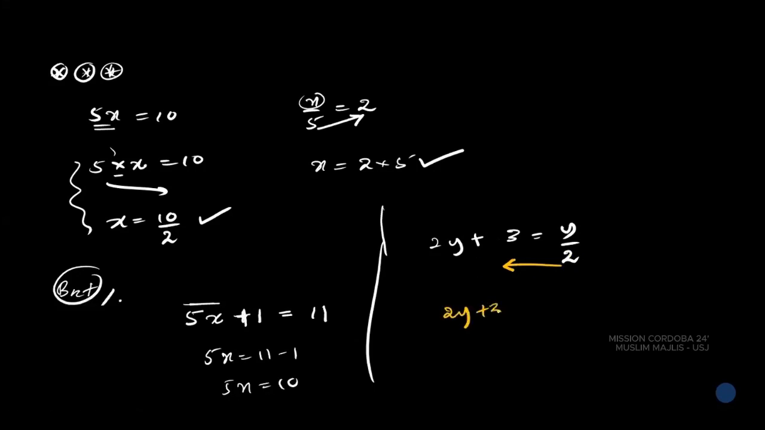So you get 2y plus 3, this entire expression will be multiplied by 2, is equals to y. This is correct. But let's say you have 2y plus 3 is equals to y divided by 2 and another number like this. In such case, you cannot directly take this 2 into the other side because this 1 is bonded with this y divided by 2.